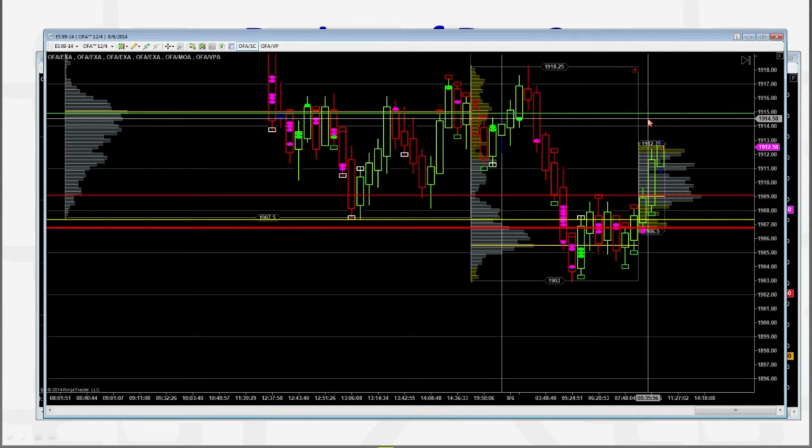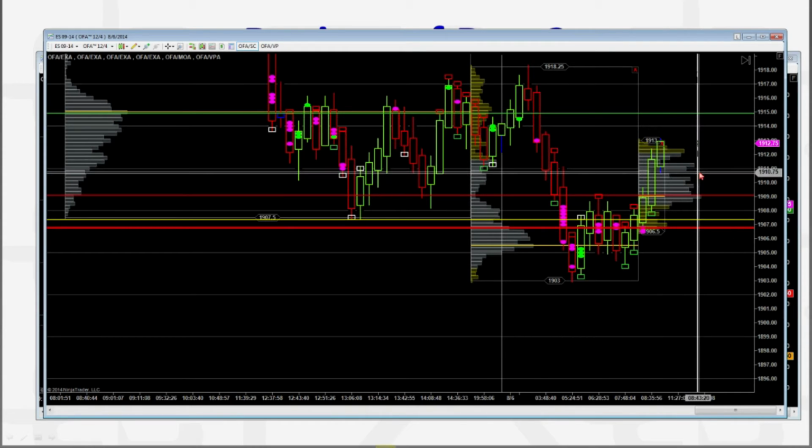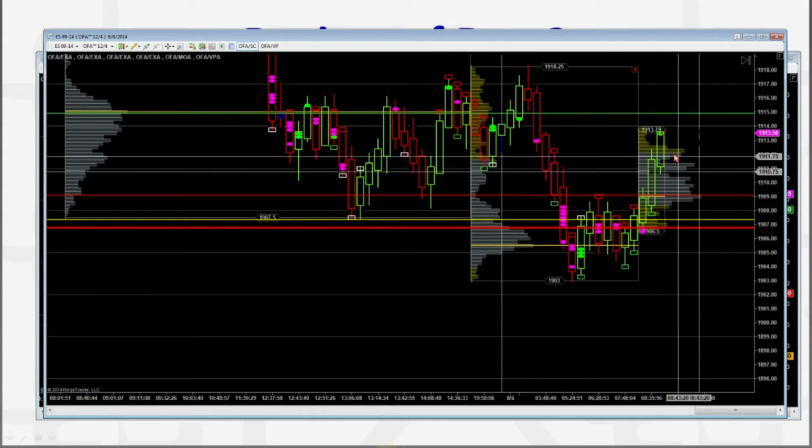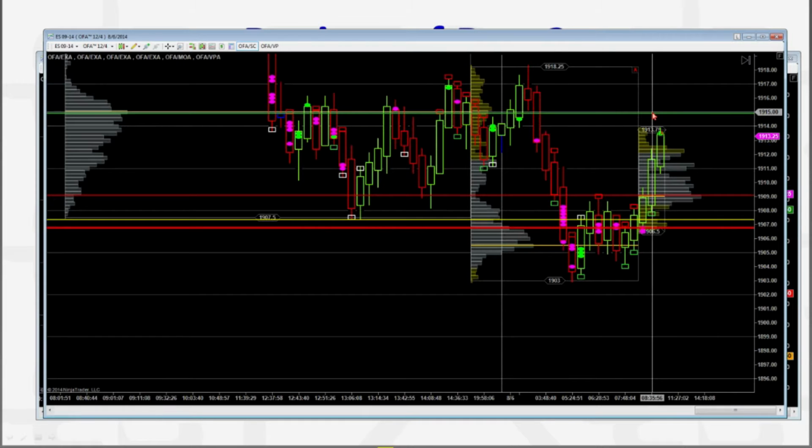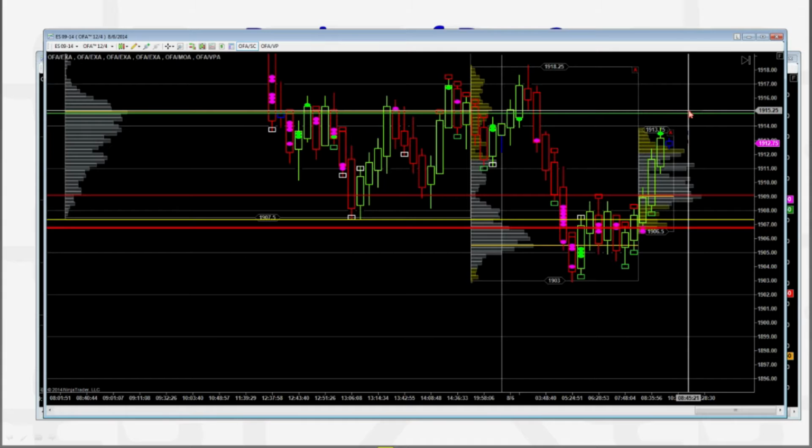So I'm going to look for an exit there. Now, if for any reason price starts coming back through 1910.75, I can simply get out of the trade. But I'm looking for price to come and test yesterday's VPOC, and again, the reason is that yesterday, this is the most fair price.